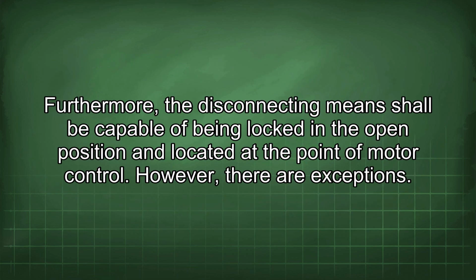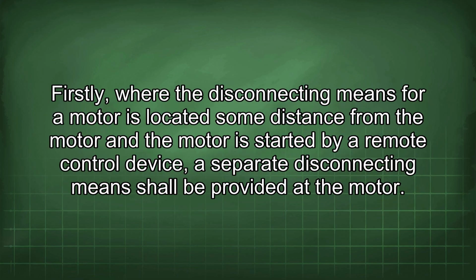430.22(A). Furthermore, the disconnecting means shall be capable of being locked in the open position and located at the point of motor control. However, there are exceptions. Firstly, where the disconnecting means for a motor is located some distance from the motor and the motor is started by a remote control device, a separate disconnecting means shall be provided at the motor.